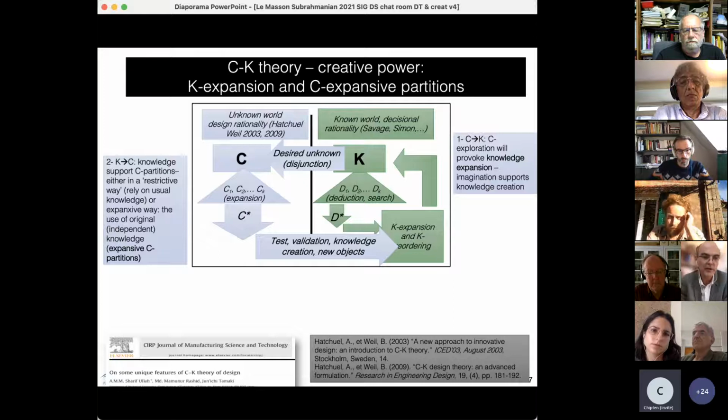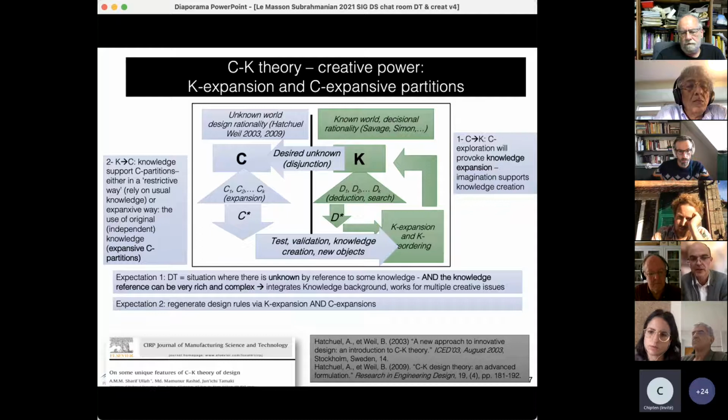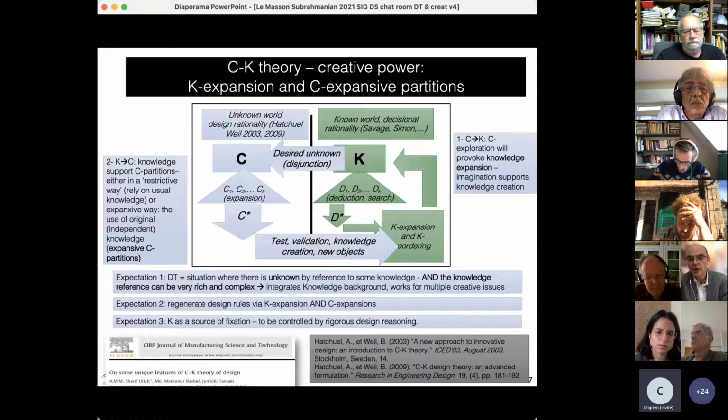By the way, it's also possible, quickly at least, to check that it meets the three expectations mentioned before. The theory will apply to any situation where there is unknown, at least a propositional unknown, and the knowledge reference can be rich or complex, and the starting point can be fuzzy or detailed. So we meet the first expectation. Second, there is a possibility to regenerate the design route via K expansion and C expansions. And third, fixation. We understand that knowledge can be a source of fixation, but this source of fixation will be controlled by the designer, who will rigorously alternate from K to C and C to K. So there is a kind of possibility to rigorously control the possible fixations.